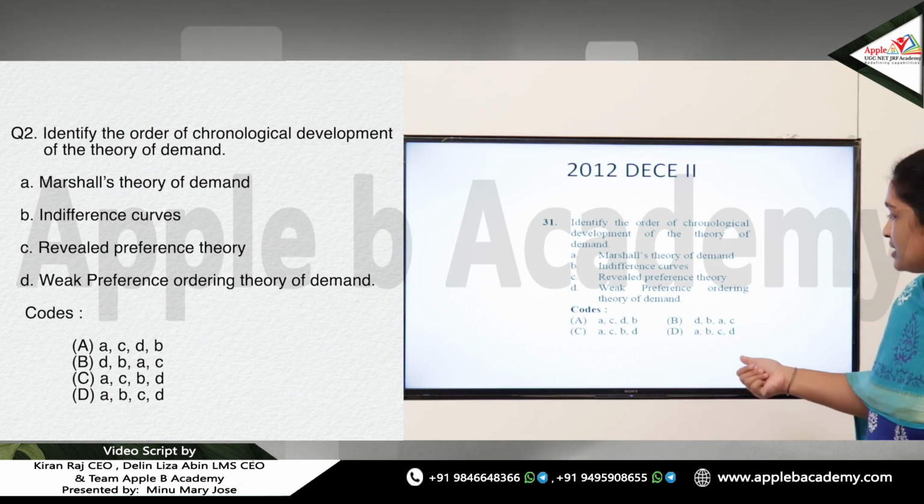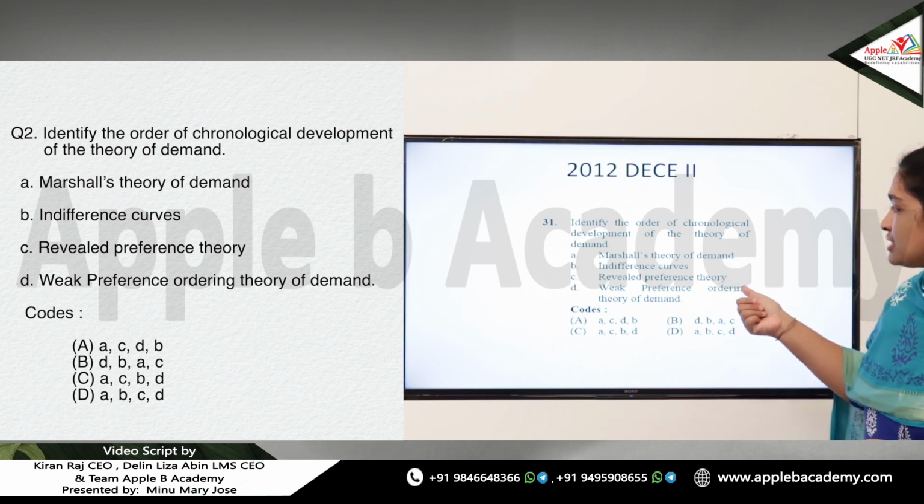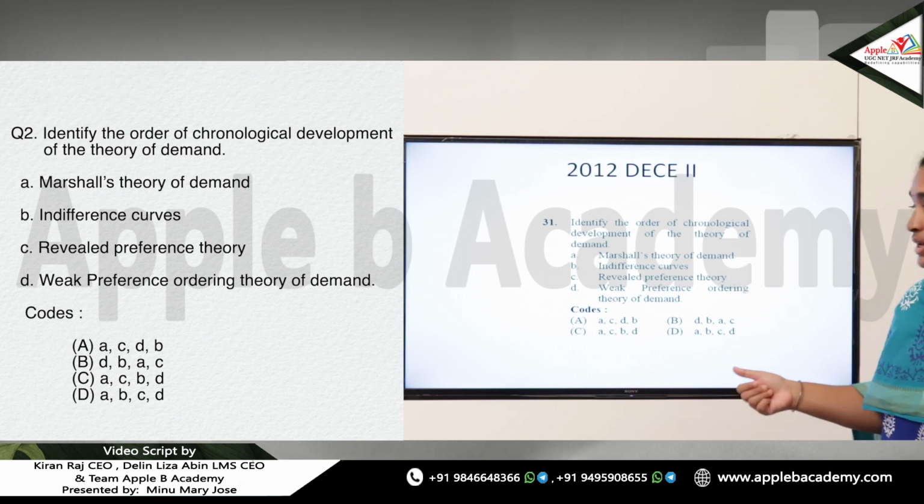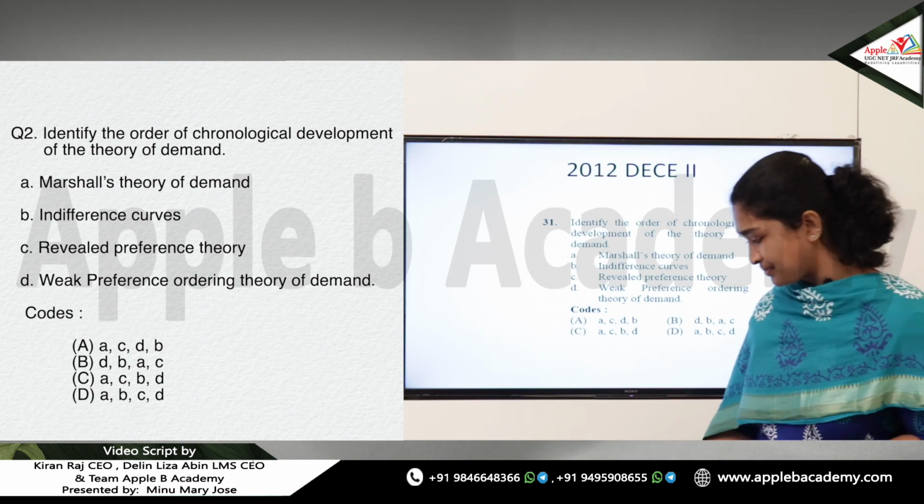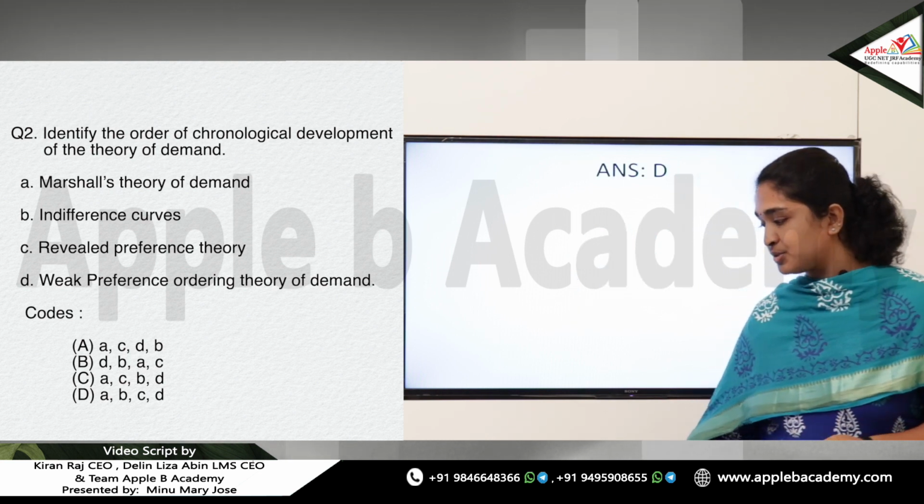So the chronological development is A, B, C, D. That means Marshall's theory, indifference curve, revealed preference theory, and weak preference ordering theory of demand. The answer is option D.